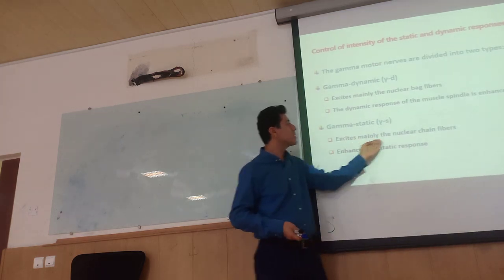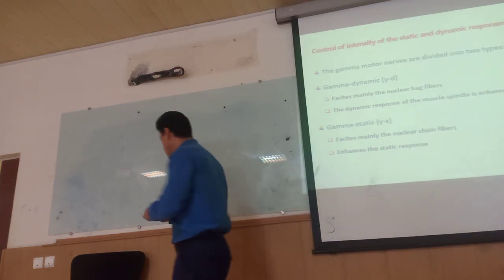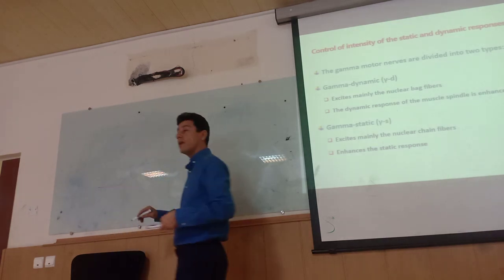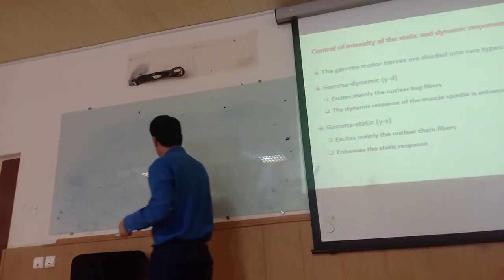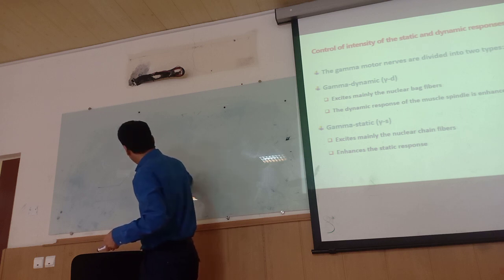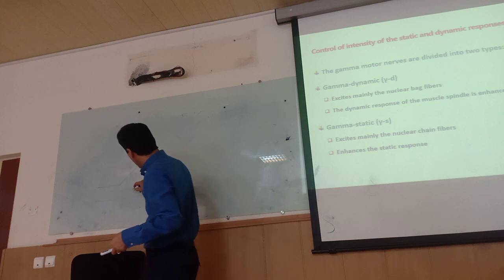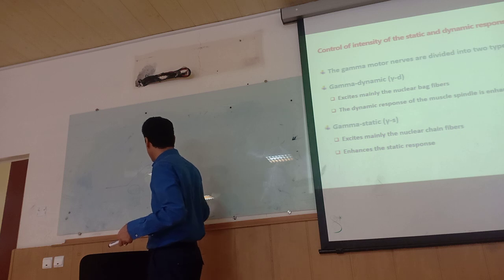Static gamma activates nuclear chain fibers, they enhance static response. So, remember I told you that you may have stimulation like this, right? What is the response of the 1A fiber? During the stretch, you have more action potential. After the stretch, we have a slower rate of action potential. So we call this dynamic response, this one, static response.